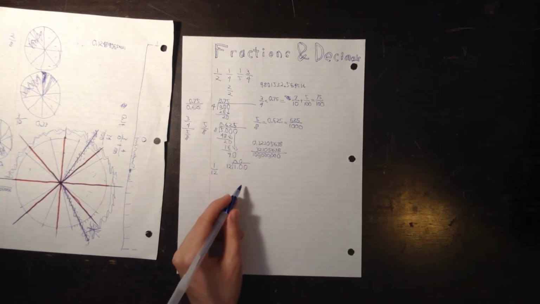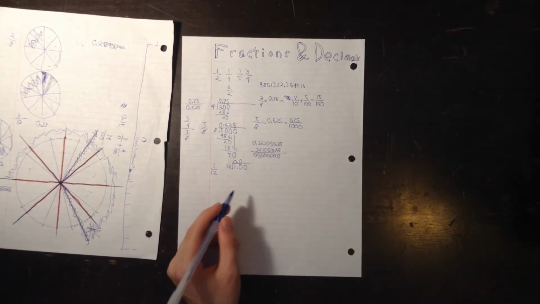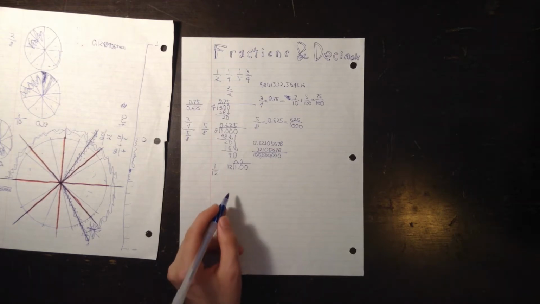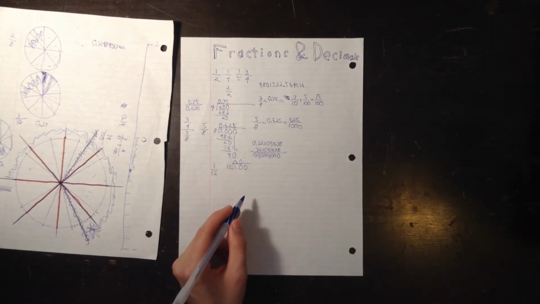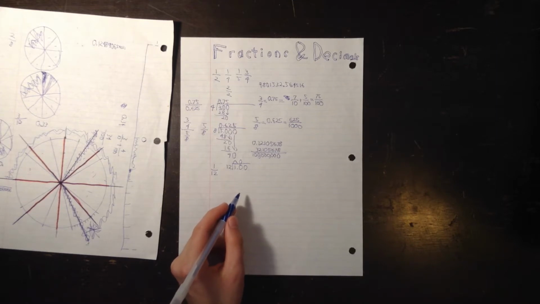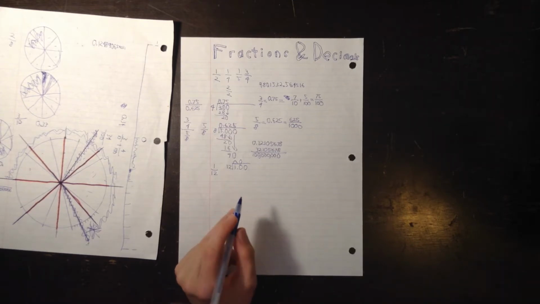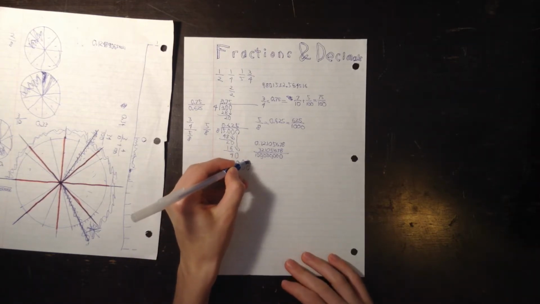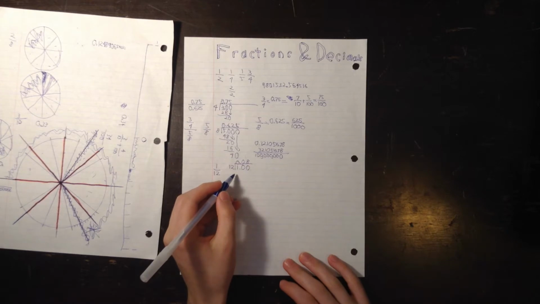12 goes into 100. Well, 10 goes into 100 10 times. 12, let's try 9 times. What's 9 times 12? That would be 90 plus 2 times 9, that would be 18, so that's 108, that's too much. So let's try 8 times 12. 8 times 12 is 80 plus 16 is 96. Yes. So 8 times 12 is 96.